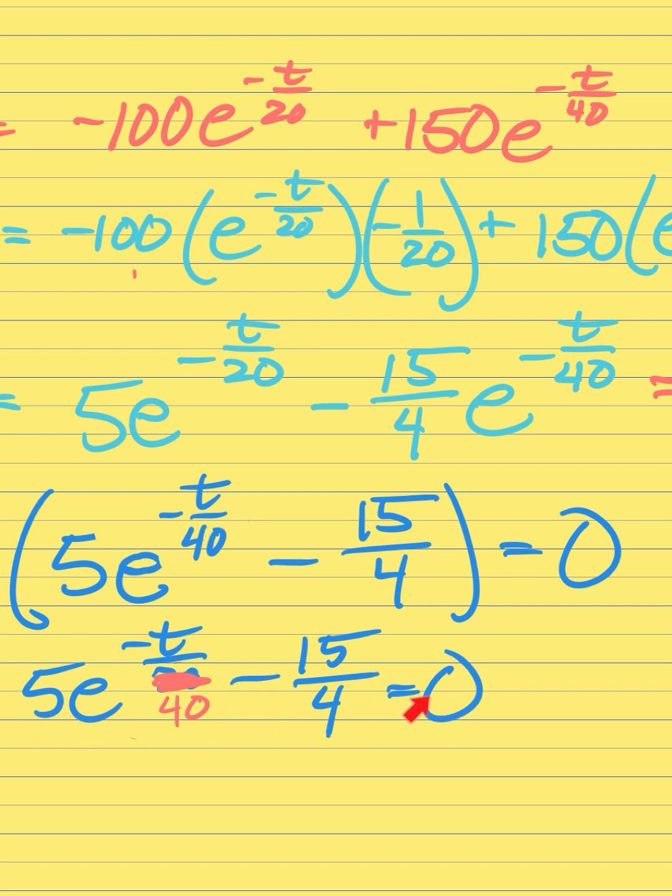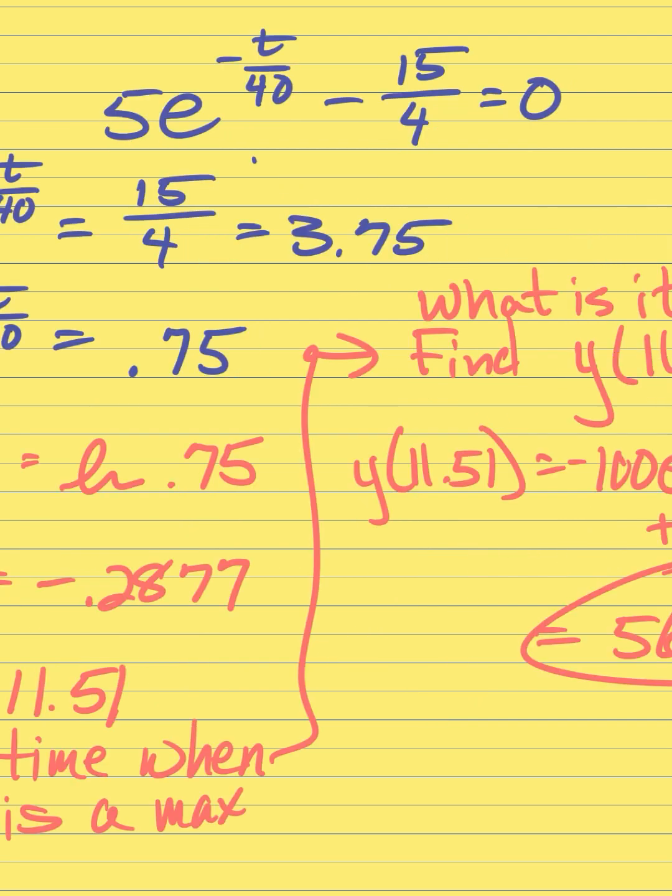When does that equal 0? And that's pretty straightforward to solve. You'll see that on this slide here. Just solve this equal to 0, right? Just move everything around and isolate t. You end up getting t equals 11.51. So that tells you that the maximum happens at time 11.51 minutes.